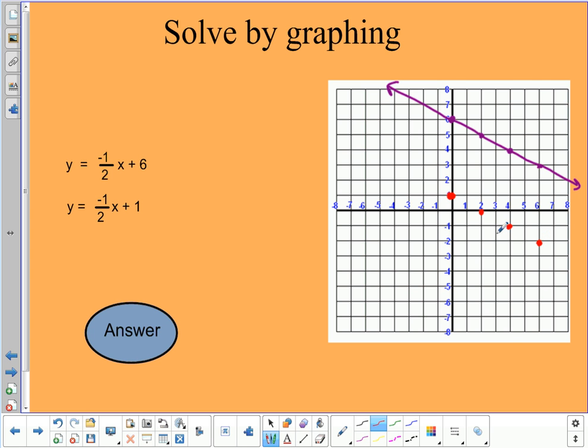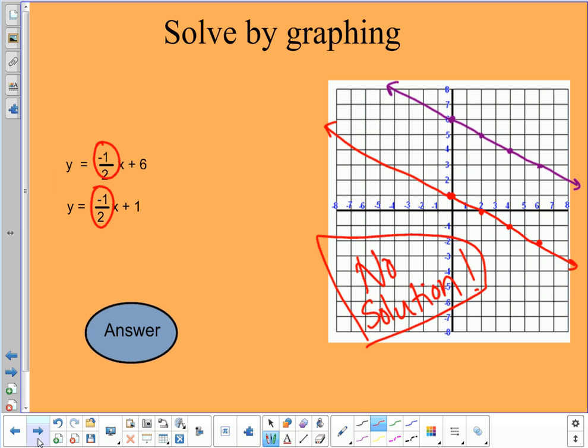And if you remember what we talked about on the first page, how parallel lines have the same slope, you can see right here that these are lines that have the same slope. So these are parallel, so this is no solution, because parallel lines will never cross. All right, let's take a look at number 5.